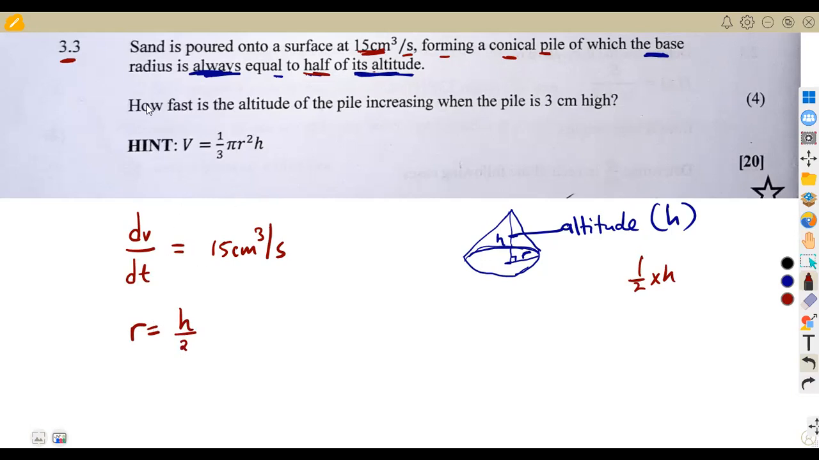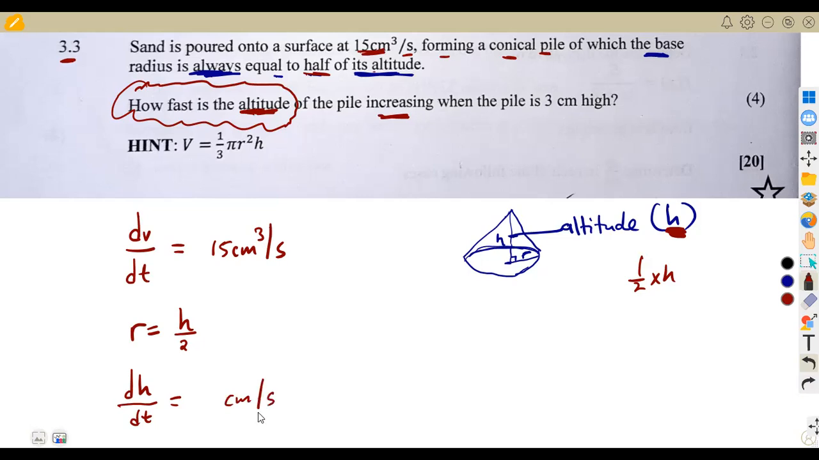Then the question is, how fast is the altitude? What are we talking about? The height. How fast is the height of the pile increasing? All right. So whenever I talk about how fast, it's a rate of change. The rate of change of what? What is changing here is the altitude. So they want to know how the height is changing with respect to time. That is a rate of change. How fast is it changing? Knowing that if we have cubic centimeters for volume, our height is going to be measured in centimeters. So we want the rate of change that we do not know in this case in centimeters per second. That is the rate of change.